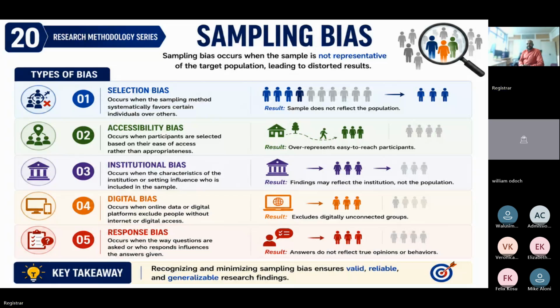So these are the different sampling biases that happen: selection bias, accessibility bias, institutional bias, digital bias, and response bias.